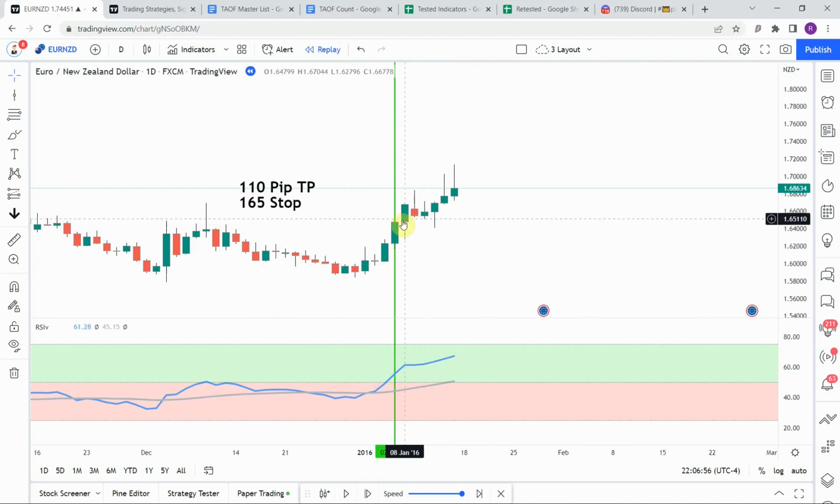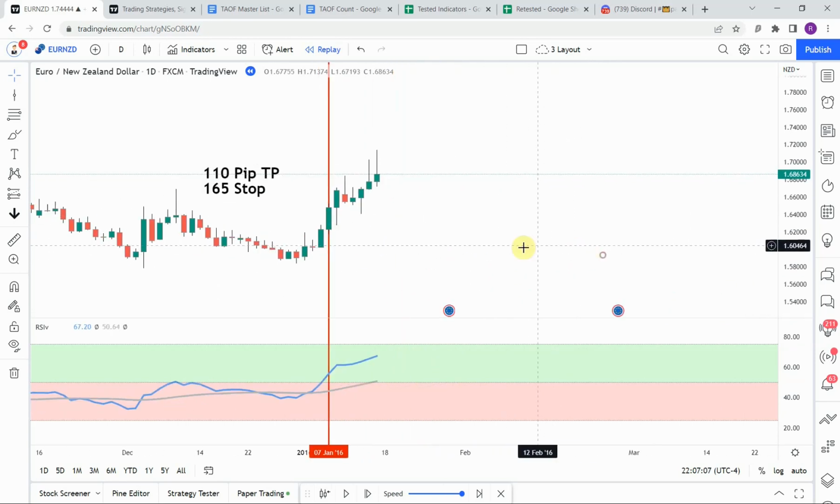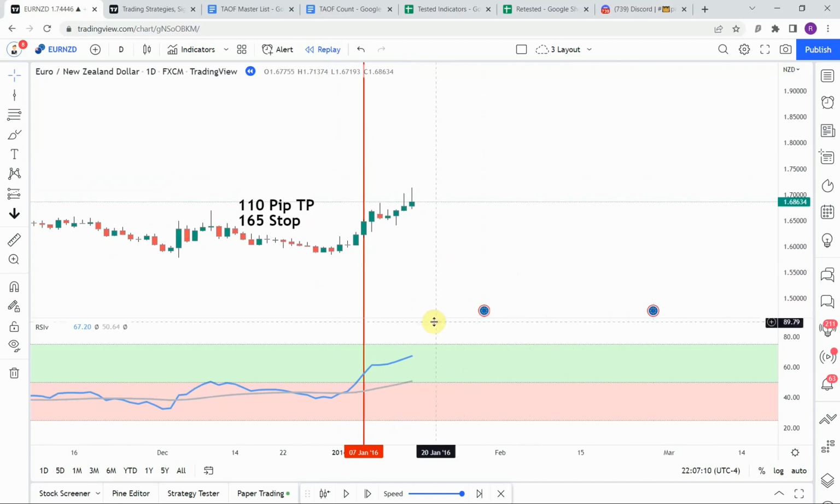Now, it is possible that it did go up before it went down, but we're going to assume that it went down before it went up and stopped us out, just for fairness. And so that one is going to be a stopped out signal right there. Let's go ahead and continue on.